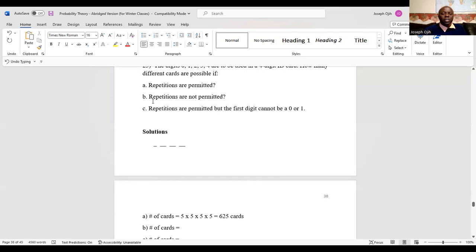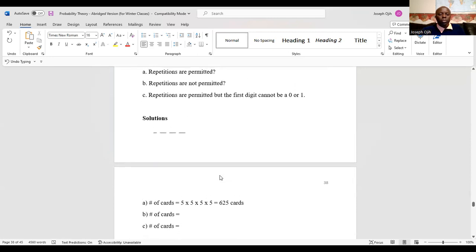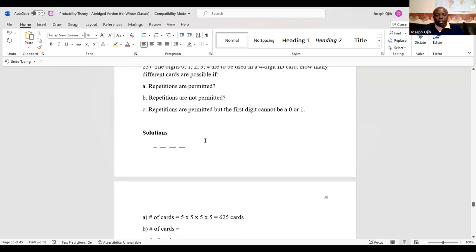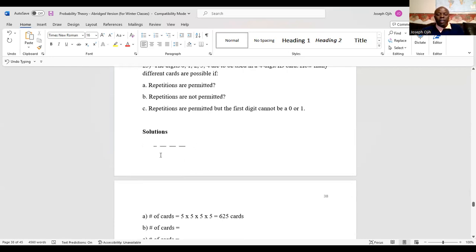Now, B part says, I got a question. Yeah, go ahead. I see you did 5, but why did you times it? It's because there are 5 numbers. 1, 2, 3, 4, 5. And there are 4 slots. 1, 2, 3, 4. So you stop at the 4th multiplication. Oh, okay. All right. Good.